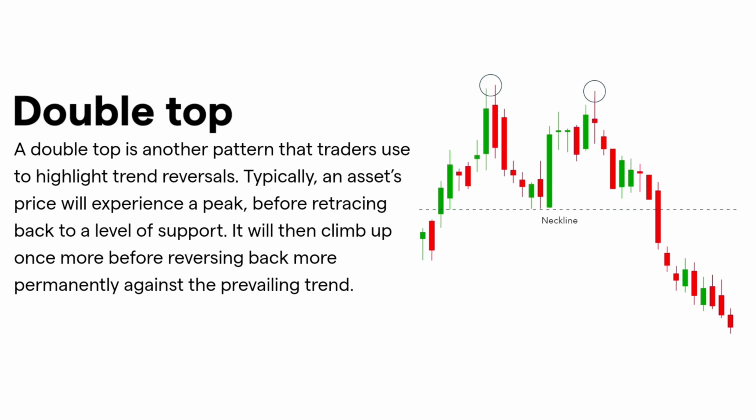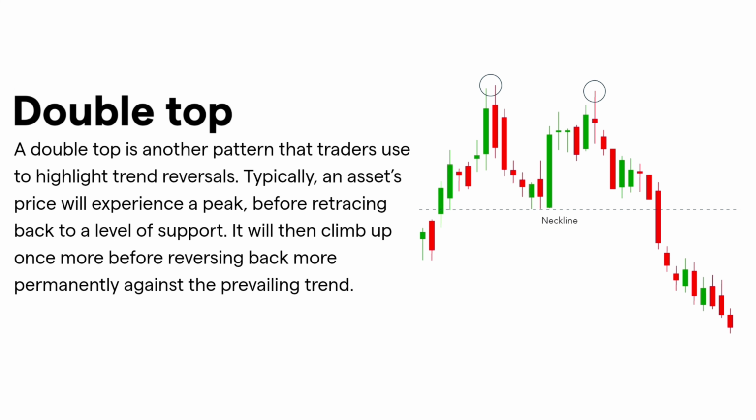A double top is another pattern that traders use to highlight trend reversals. Typically, an asset's price will experience a peak before retracing back to a level of support. It will then climb up once more before reversing back more permanently.